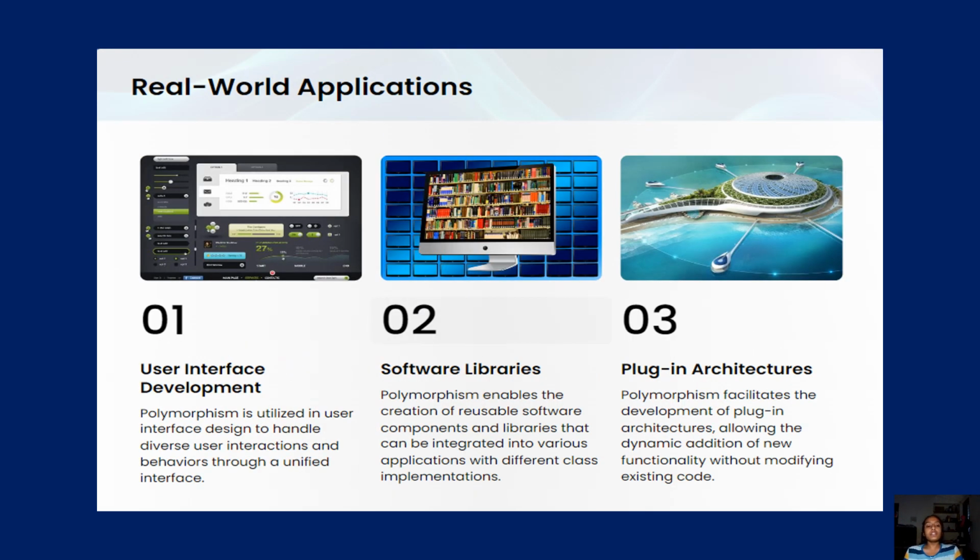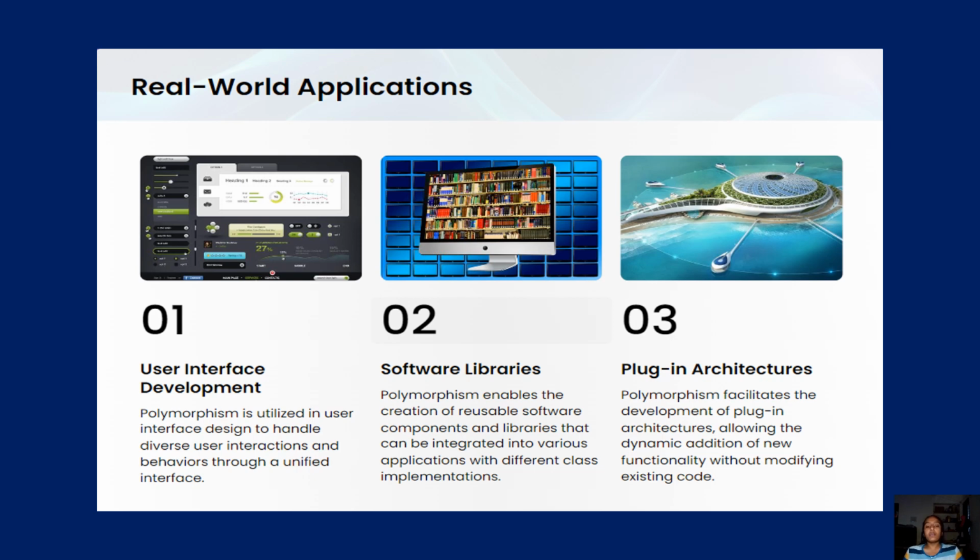Real-world applications: it is used in UI development, the user interface development. Polymorphism is utilized in user interface design to handle diverse user interactions and behaviors through a unified interface. As we spoke, the same object can be inherited in different classes. That is what polymorphism means. And when it comes to user interfaces, such options provide space for a unified interface and diverse user interactions. Basically, a lot of interactions can be handled using polymorphism.